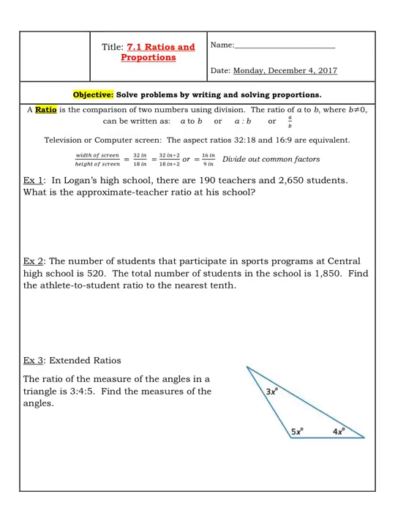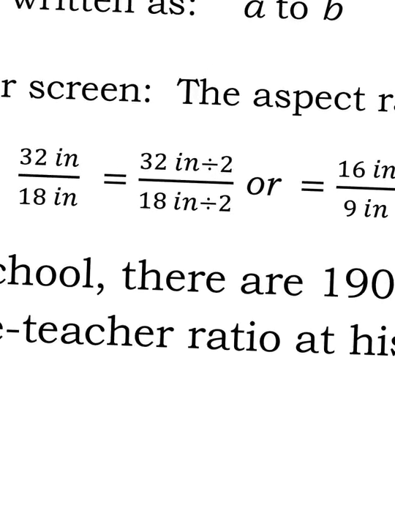The ratio of a to b, where b cannot equal 0 because you can't have 0 underneath your fraction, can be written as a to b, or a colon b, or a over b. So if you were to see something like the aspect ratio is 32 to 18 or 16 to 9, those are similar fractions. 32 over 18 would equal the same exact thing as 16 over 9. So right here it's showing you that 32 over 18 is just twice the value of 16 over 9.